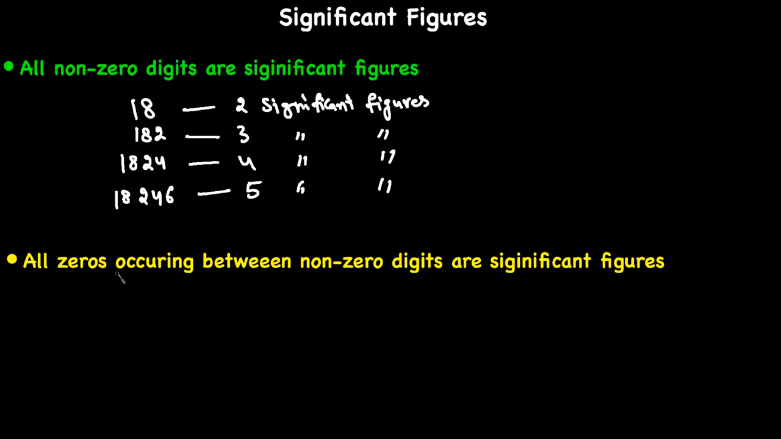The second rule says all zeros occurring between non-zero digits are significant figures. So let's say, for example, you got 201. These two are non-zero digits and the zero is in between them. So all zeros occurring between two non-zero digits are significant figures. So in this case, this zero here, we're going to count it as a significant figure. So we got three significant figures.